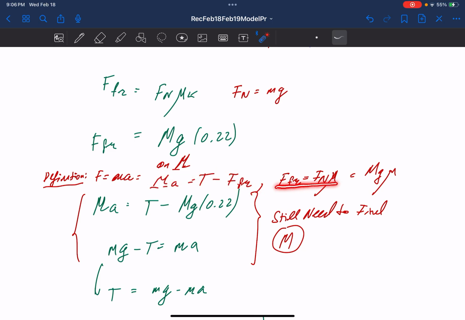Now, force of friction is force normal times mu, the coefficient of friction, which means that it's going to be equal to big M times gravity times that coefficient of kinetic friction. That means that the net force, big MA, is going to equal T minus big Mg times 0.22, which is that coefficient of friction.